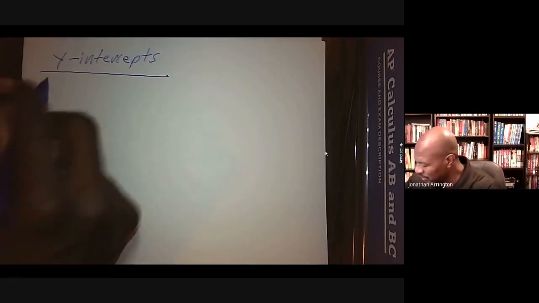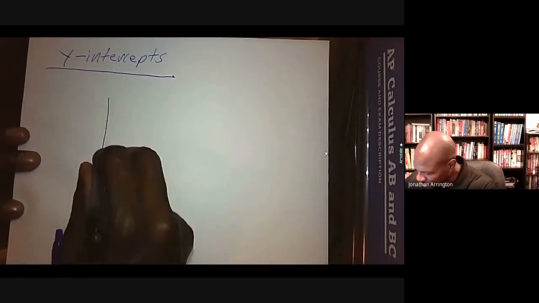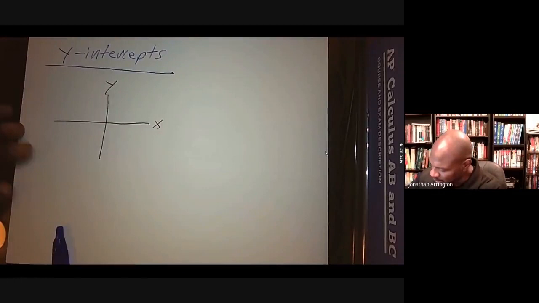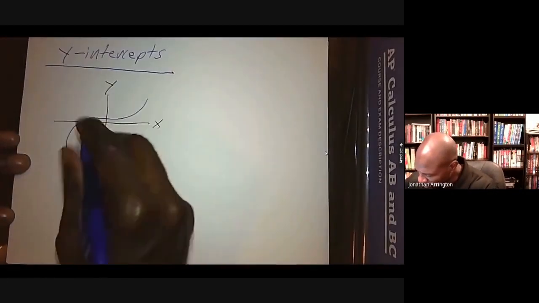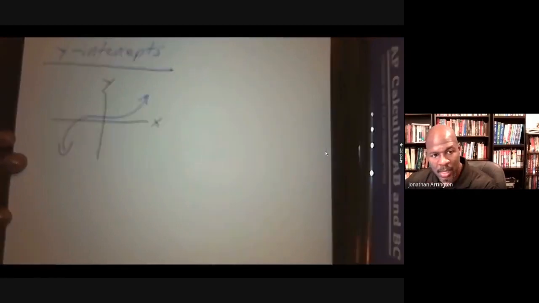So just want to briefly look at Y-intercepts. Say we have a Cartesian plane here, or the XY plane. This is the X-axis, that's the Y-axis. And I have some function going across there. And lo and behold, where it crosses the Y-axis is what we call the Y-intercept, of course. So there's the Y-intercept there.